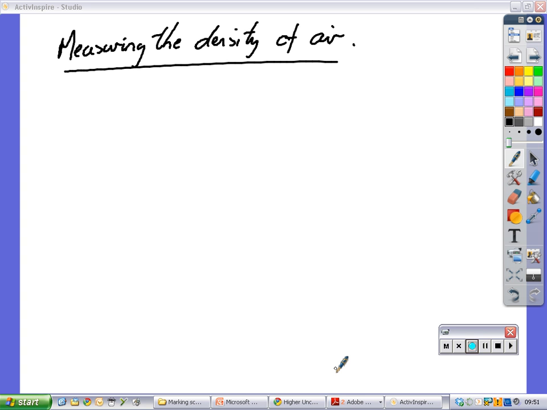Okay, so measuring the density of air, we need to do this for the exam. There are past year questions asking for a proper procedure in this. You don't really need a diagram, because it's quite difficult to draw a diagram for this, but you do need a step-by-step process. Okay?